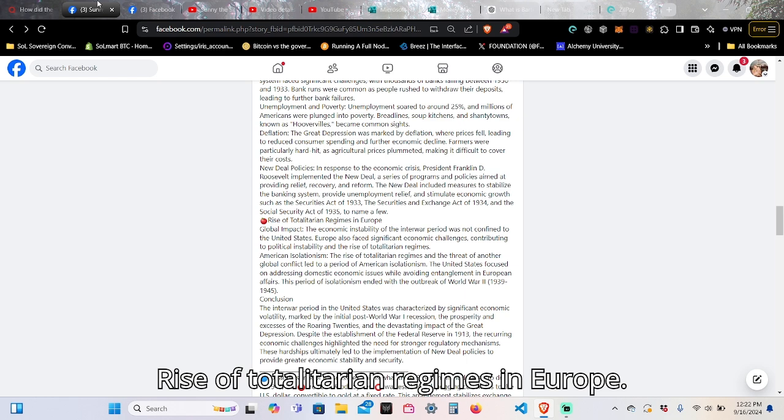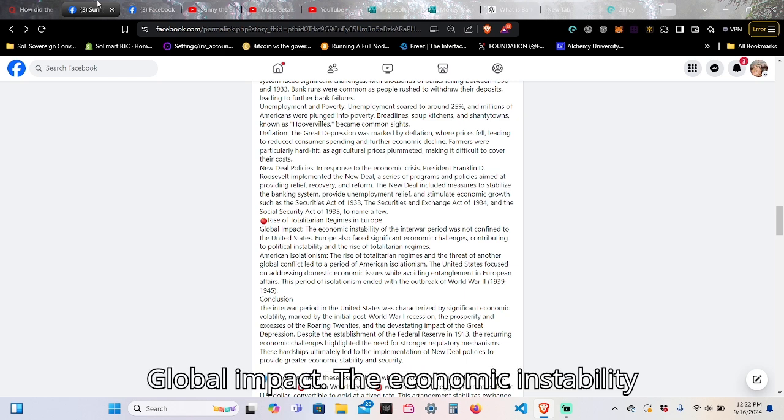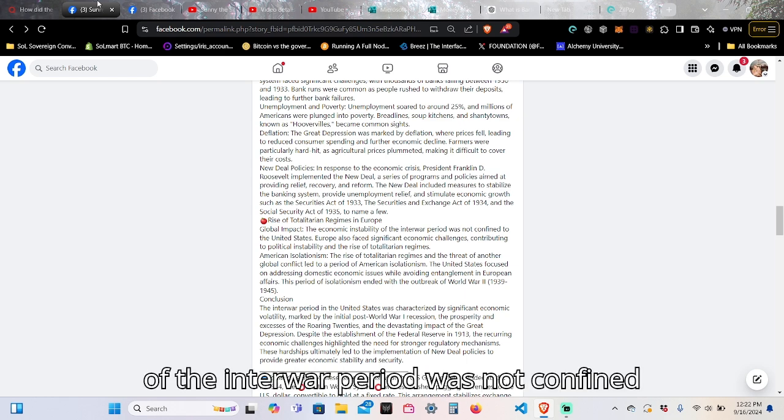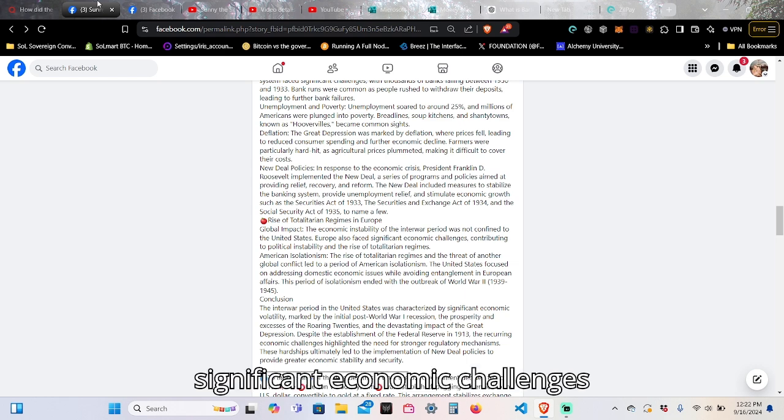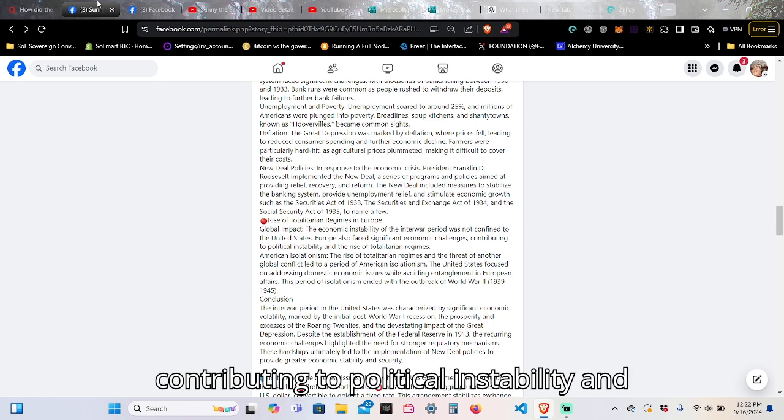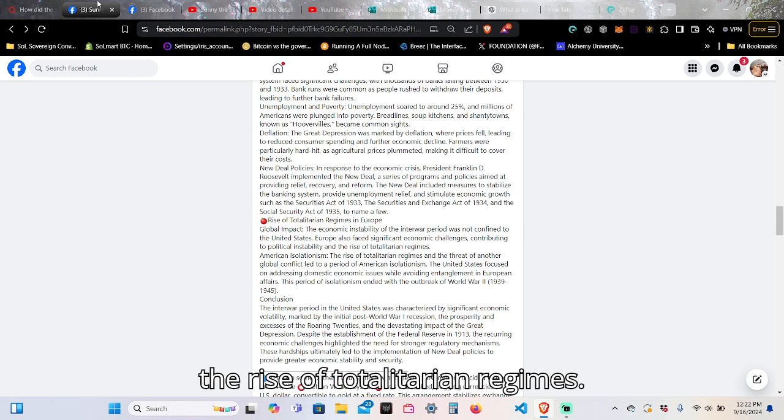Rise of totalitarian regimes in Europe. Global impact. The economic instability of the interwar period was not confined to the United States. Europe also faced significant economic challenges, contributing to political instability and the rise of totalitarian regimes.